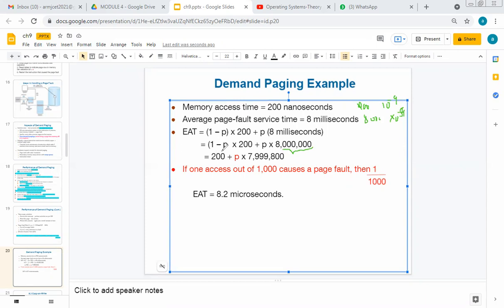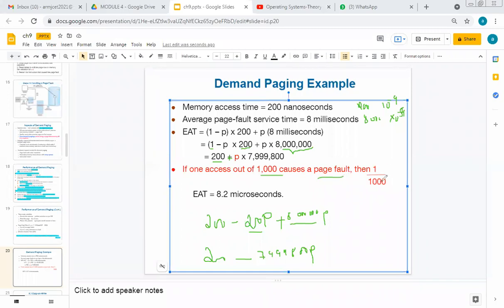Now what happens? Effective access time is 1 into 200 minus 200 times P, that is 200 minus 200 P, plus 8 with 6 zeros times P. This is the highest number, and this is the smallest in terms of P. So out of this, if I subtract 200, I will get 7,999,800 times P.